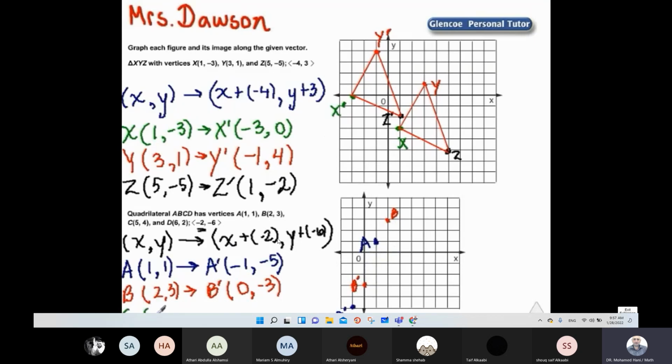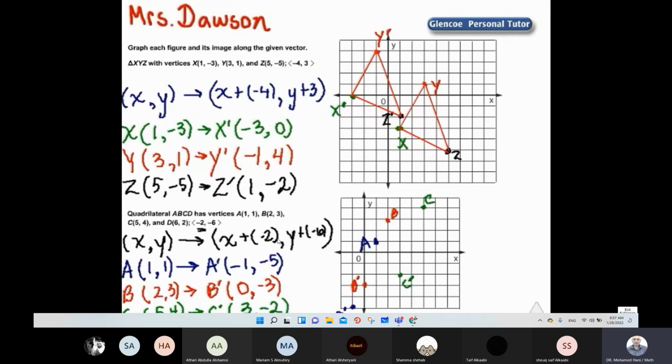C, which was (5, 4), the image will have the point C prime at (3, -2). 5 plus -2 is 3. 4 plus -6 is -2. 1, 2, 3, 4, 5. 1, 2, 3, 4. There's C. And then C prime, 1, 2, 3, 1, 2.